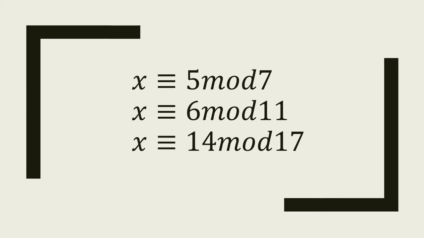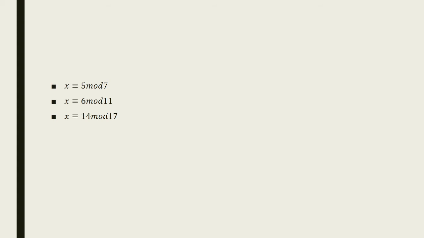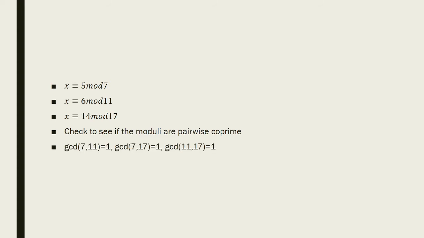In this video, we'll be solving this system. Okay, so the first thing we have to do is check that the moduli are pairwise coprime. So we're going to take the GCD of each of the pairs. So we're going to take first GCD of 7 and 11, 7 and 17, and then finally 11 and 17.